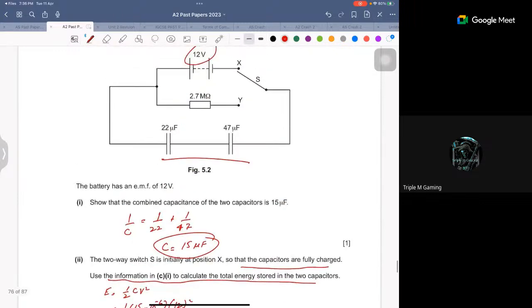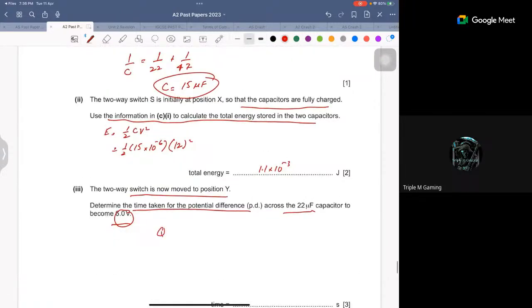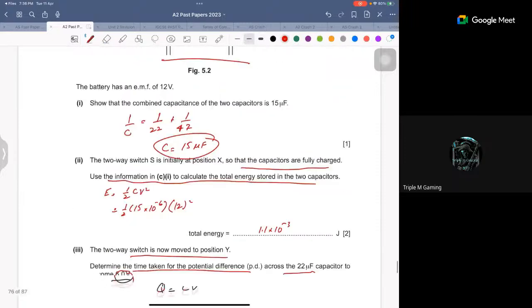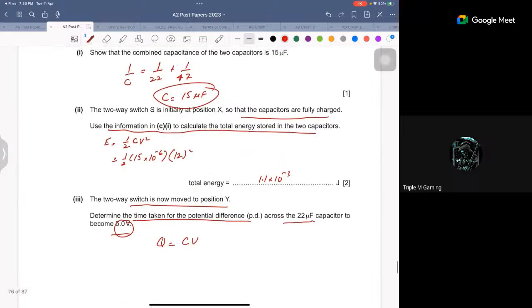So you have the total as 15, and this is 22, right? There are a couple of ways of doing this, though. We have to find the initial potential there. So we want to find this. We don't have the total charge as well. Interesting, huh? Total capacitance, we don't have the total charge.